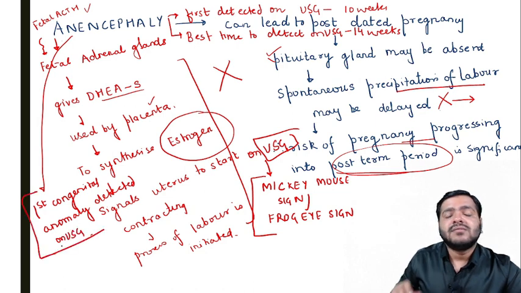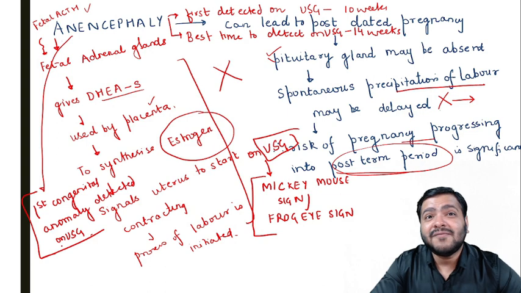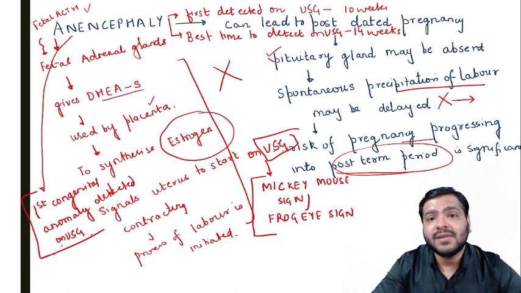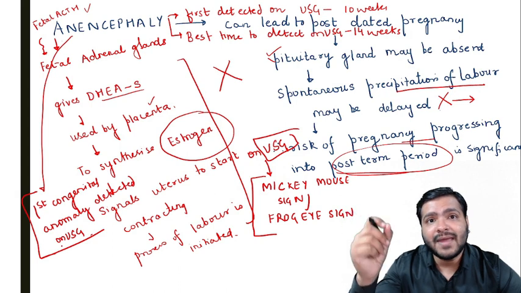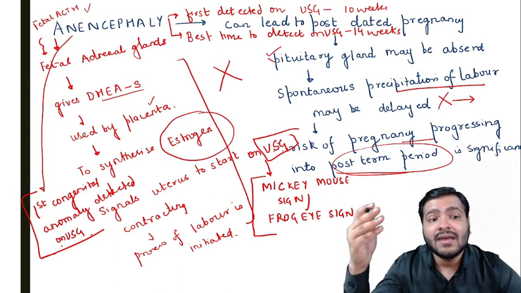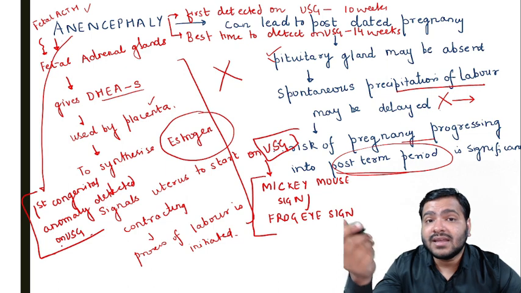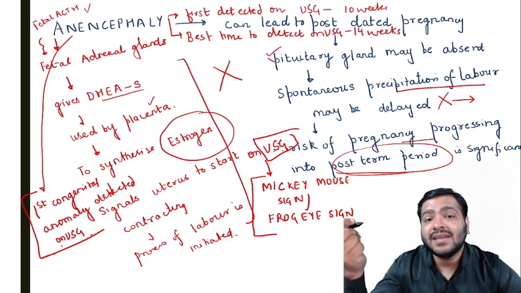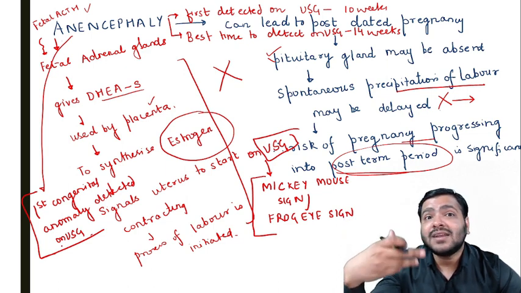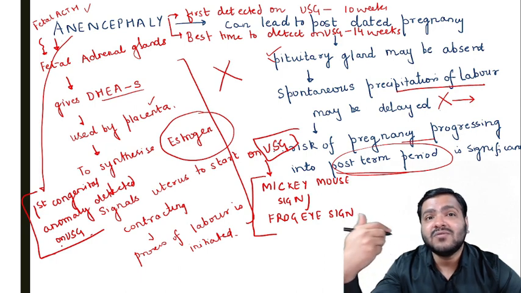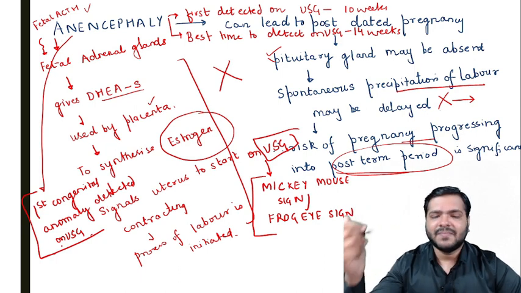So yes, this is something which is related to anencephaly. All the potential questions that can be asked, or the more frequent questions, are displayed on the screen. You can remember that it is first detected on ultrasound around 10 weeks. The best time to detect it is 14 weeks. The first congenital anomaly detected on ultrasound is again anencephaly. And apart from that, the signs that you will find on ultrasound are the Mickey Mouse sign or the frog eye sign.